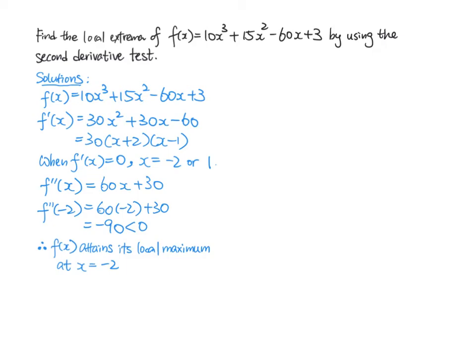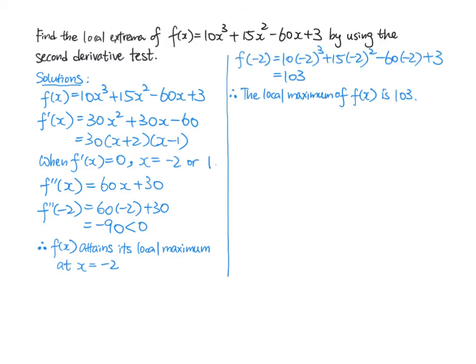So f double prime of -2 is less than 0. And because it's less than 0, you know that f of x has a local maximum when x equals -2. Now you want to find where exactly that local maximum is, right? By using the original function. And so f of -2 equals 103, and the local maximum is 103.